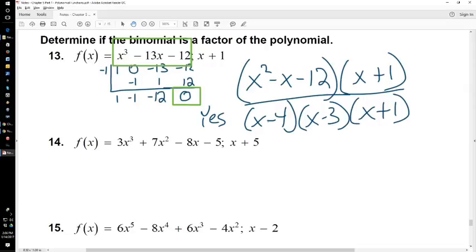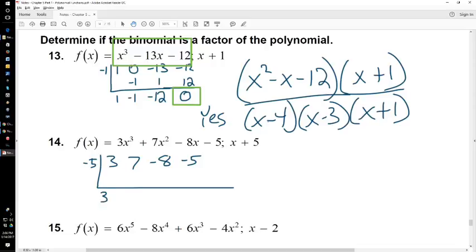All right, number 14. Same idea. Take this one over here, flip it. Don't forget to flip. You've got to flip it. Flip it good. Okay, so negative 5. Put up our line, and then 3 is x cubed. X squared is 7. The single x is negative 8. And the y-intercept is negative 5. So drop it down. Multiply, add, multiply, add, multiply, add.